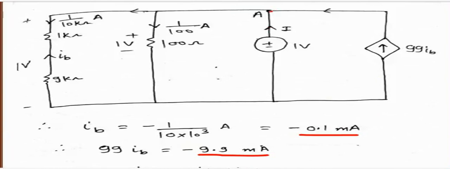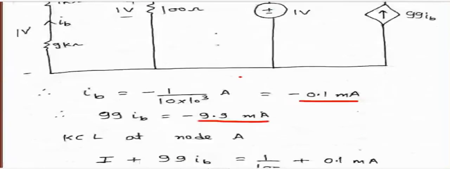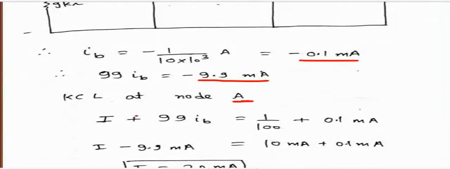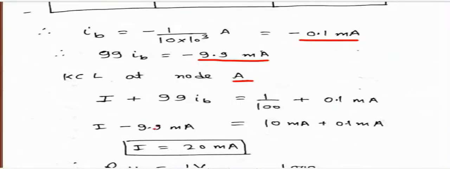Okay. So if I apply KCL at this node, the incoming currents are I and 99 IB, and the outgoing currents are this 10 milliampere and this 0.1 milliampere. So just apply KCL here at node A. I plus 99 IB is the incoming current and the outgoing current is 10 milliampere and 0.1 milliampere. And what is the value of 99 IB? Minus 9.9 milliampere. Put it over here, and if you solve this, I comes out as 20 milliampere.